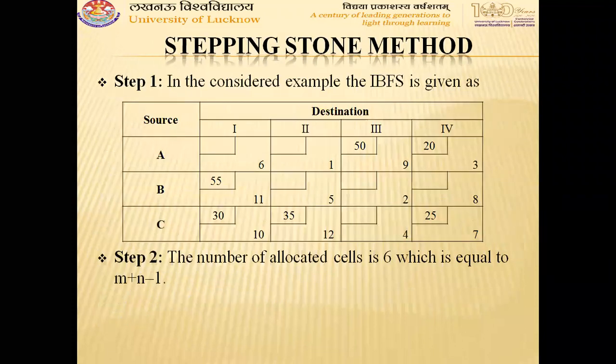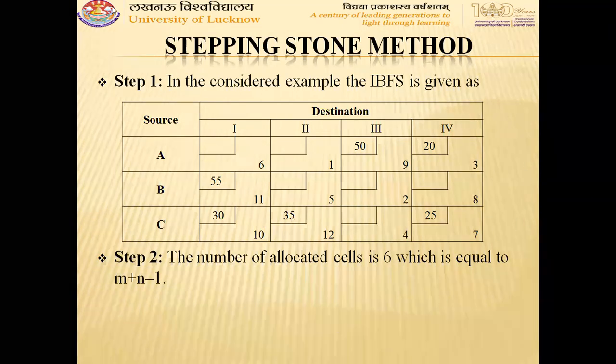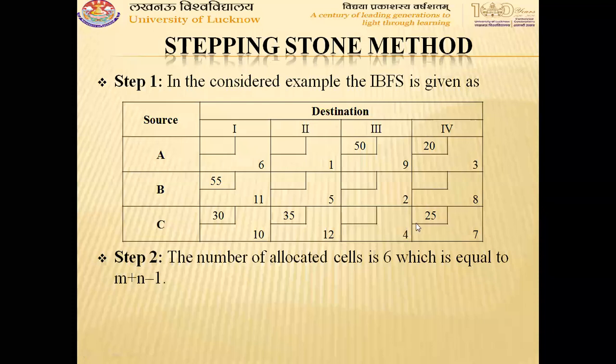To define the method more clearly, we would consider an example. Here we can write the example in the form of a transportation table in this manner. It was given that x13 was 50, so 50 is included. Then x14 was 20, and 20 is included here. x21 was 55, x31 was 30, x32 was 35 and x34 was 25.